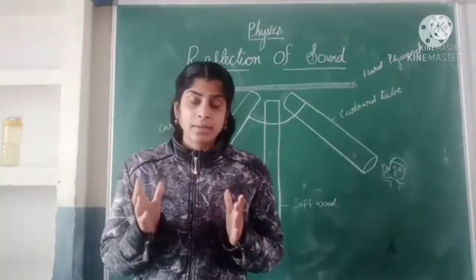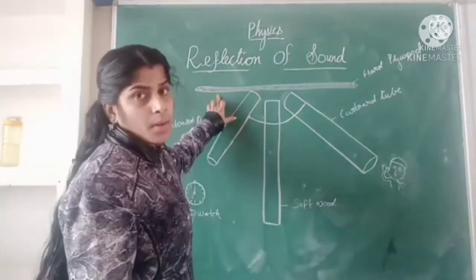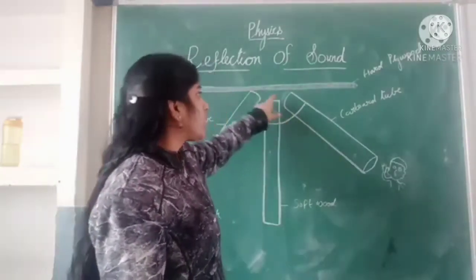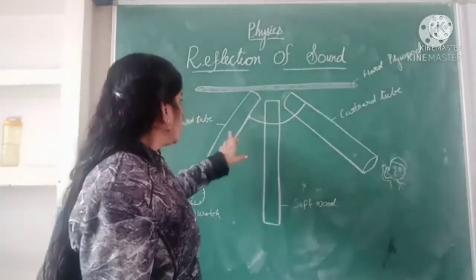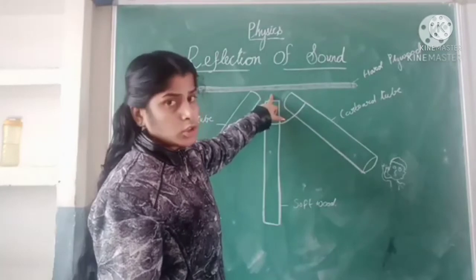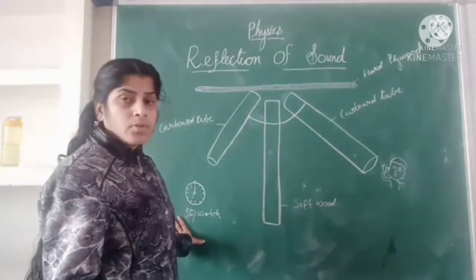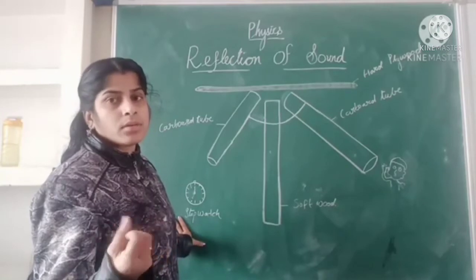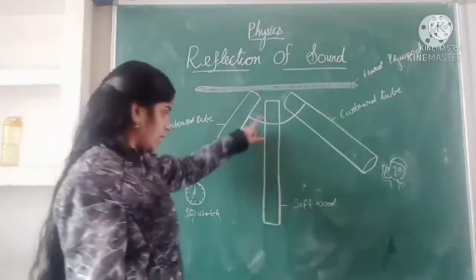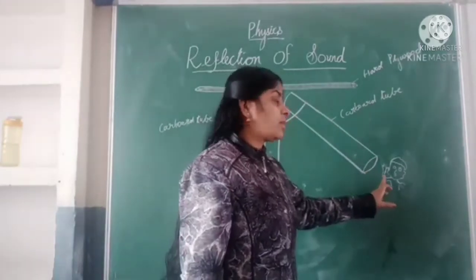Okay, let's understand this by a small activity. Here, this is a hard plywood, and these are two cardboard tubes. So we have to take two cardboard tubes and a hard plywood, and place the two cardboard tubes near the hard plywood. At one end of a cardboard tube, you can keep any sound-producing object, like a bell or a speaker. Here I kept a stopwatch. This is the soft wood. This is another cardboard tube, so we are hearing the reflection of sound from here.